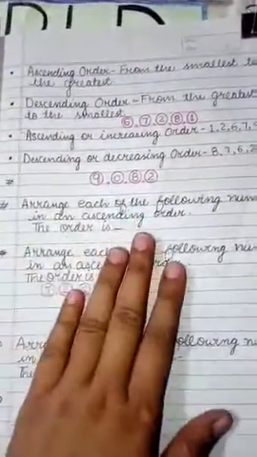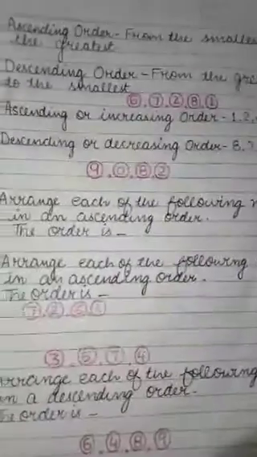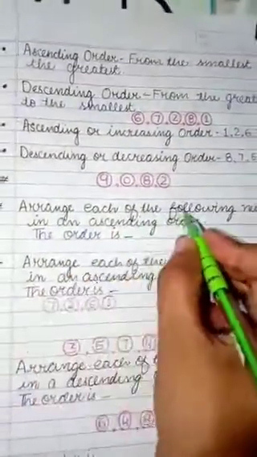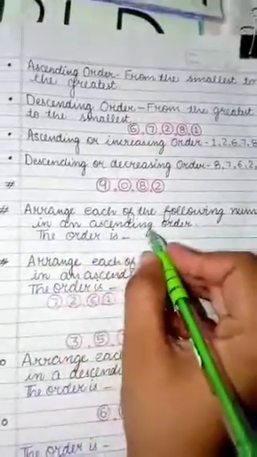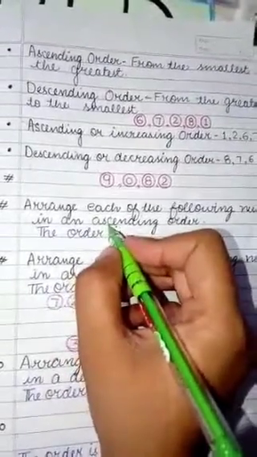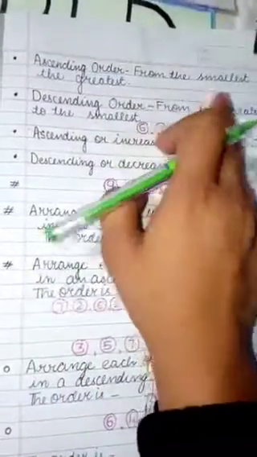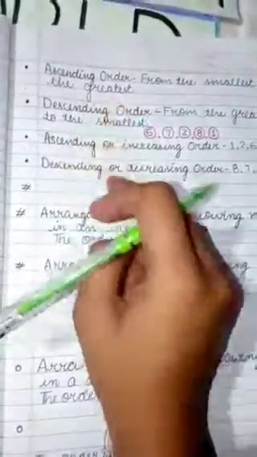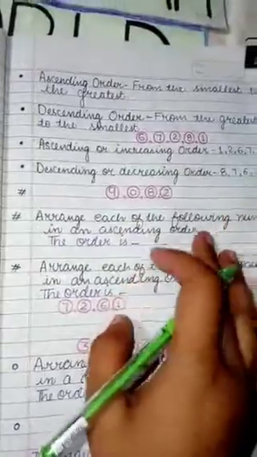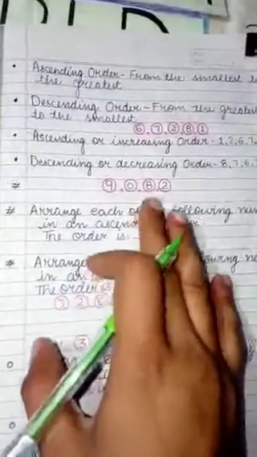Here is the number and we have to arrange them in ascending order. I'll tell you how we arrange each of the following numbers in an ascending order. First of all, find out what we have to do in ascending order: from the smallest to the greatest. First of all, find out the smallest number.